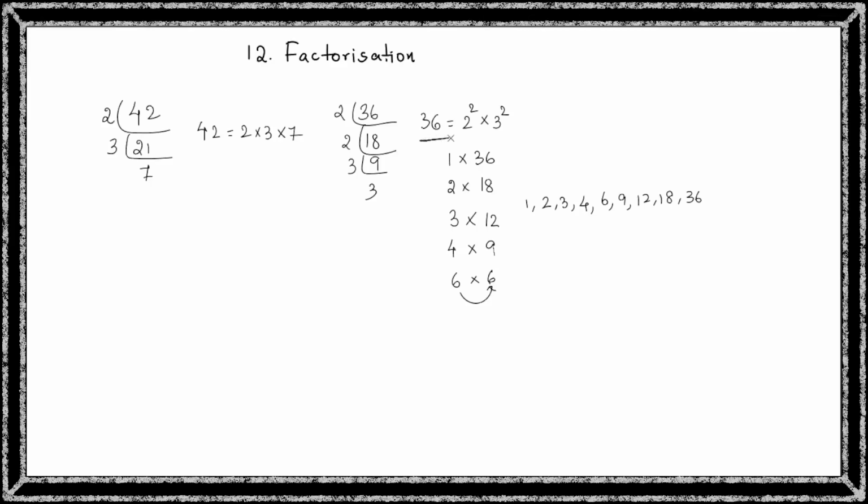And factorization or prime factorization can be done by factorizing it in this manner and writing the given number as a product of prime factors. Now this is going to be unique. There is only one way of writing a given number as a product of prime factors. Now this is in numbers.